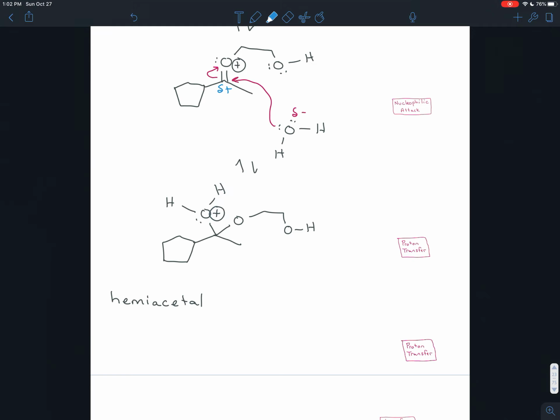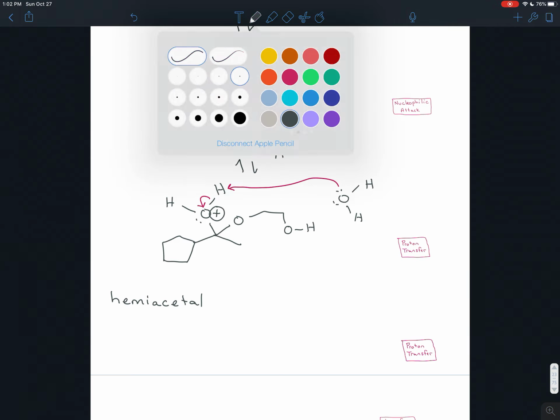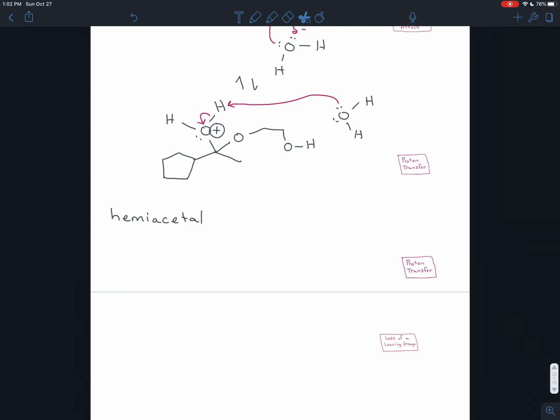We can get rid of that by taking a hydrogen off there. And so another water molecule can come in and act as a base. This water molecule swoops in, the slightly negative oxygen steals the slightly positive hydrogen. The electrons snap onto that oxygen there. And we are left with our hemiacetal.